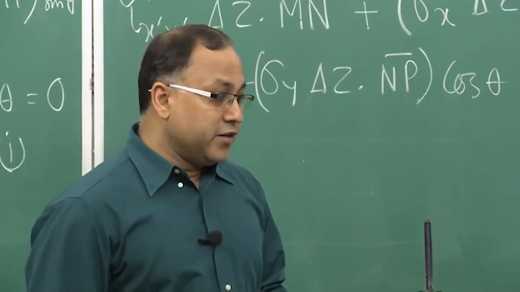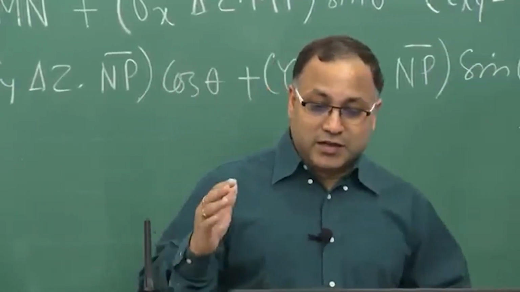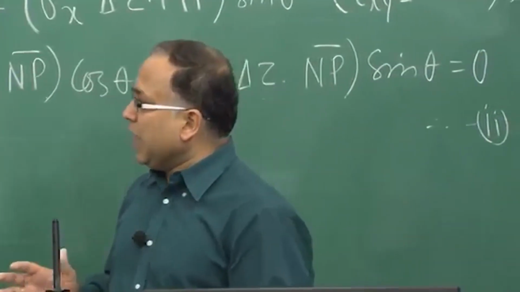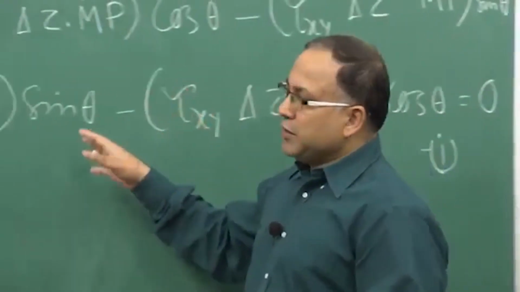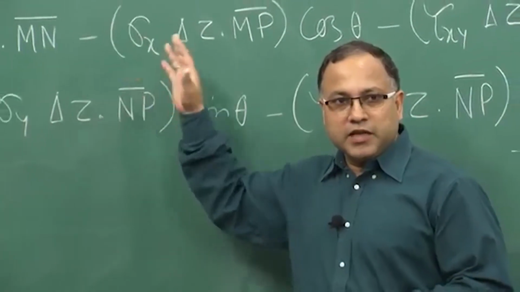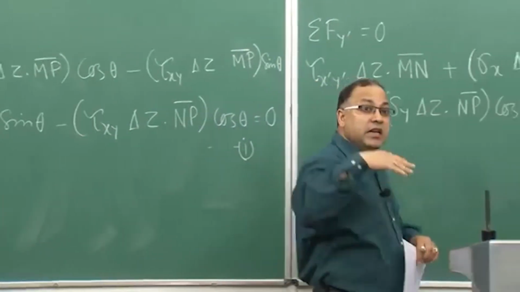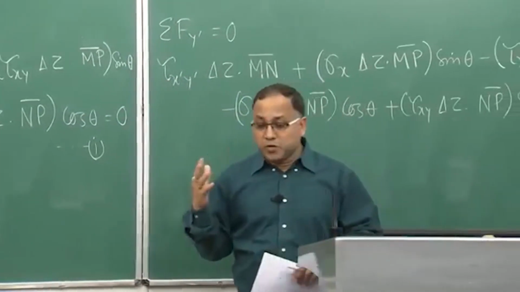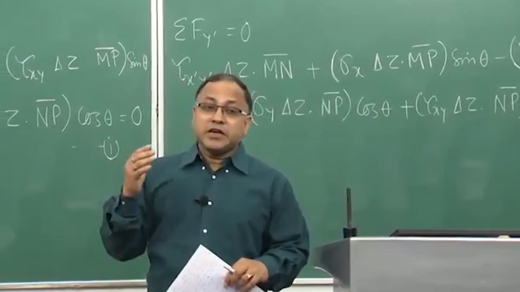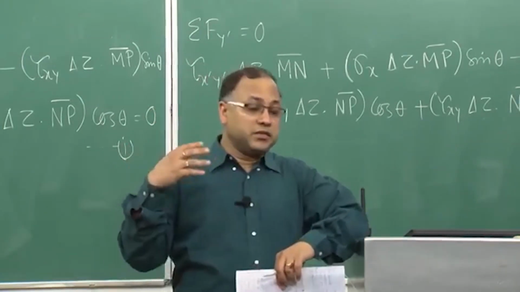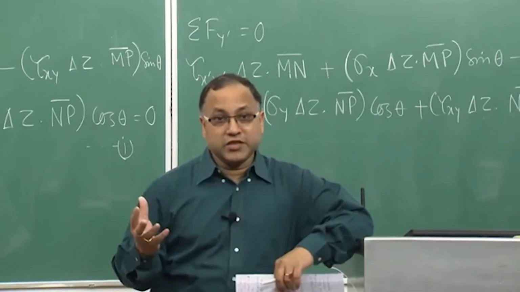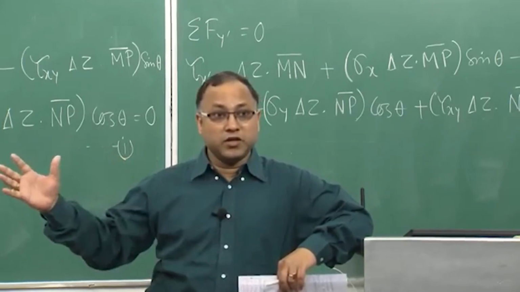Welcome back to the course Mechanics of Solids. In the last lecture, if you recall, we derived these two equations by considering the equilibrium condition along x prime direction and along y prime direction. Basically, what was our objective? Our objective was to find out the state of stress in some arbitrarily oriented coordinate system if we know the state of stress in x y coordinate system.